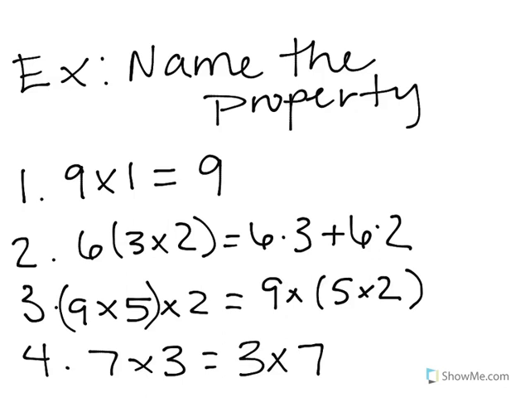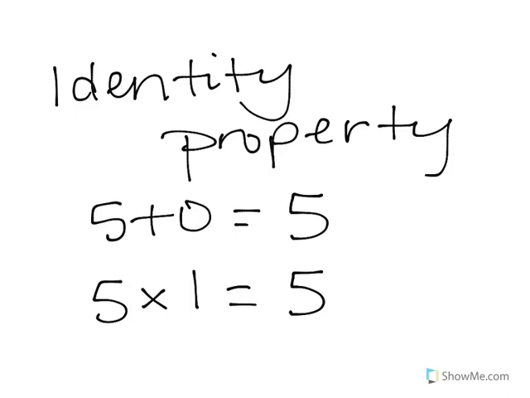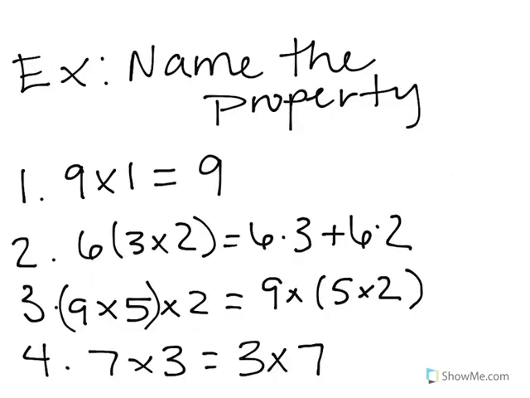So for an example of how we're going to use these properties in a problem, I'm going to ask you to name the property. Let's look at number 1. It says 9 times 1 equals 9. What property says that any number times 1 equals that number? Well, if we look back to the identity property, this is an example where it said any number times 1 is going to be that number. So this is called the identity property.